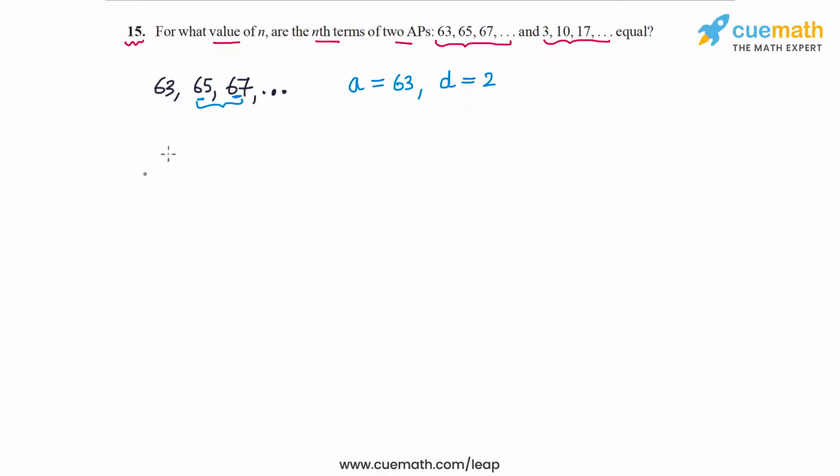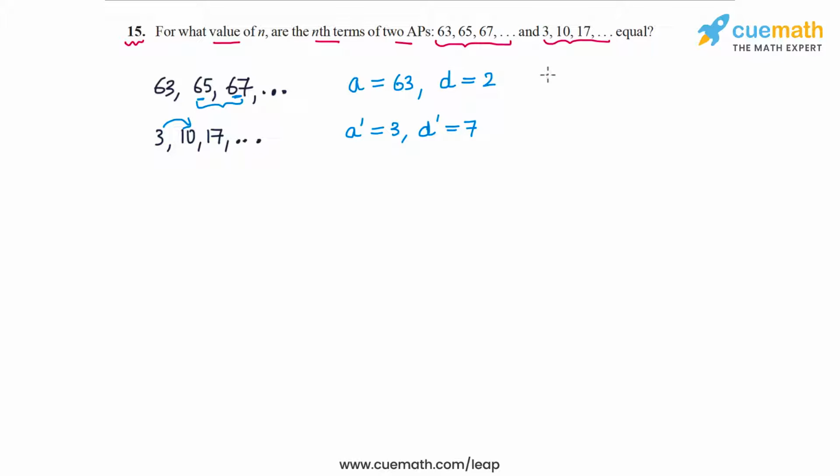And for the second AP, the first three terms are 3, 10, 17, and the AP continues this way. So the first term of this AP, let's represent it as A dash, is 3. And the common difference of this second AP is, you can take the difference of 10 and 3, so that's equal to 7.